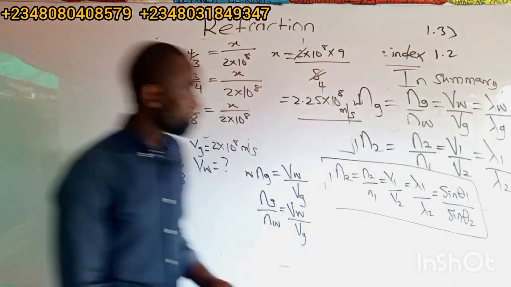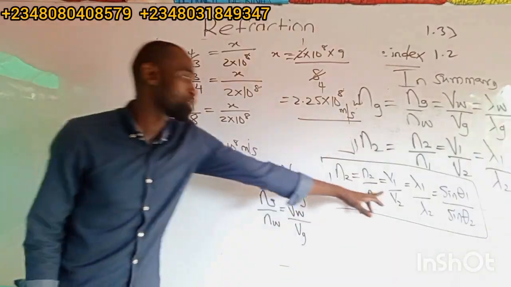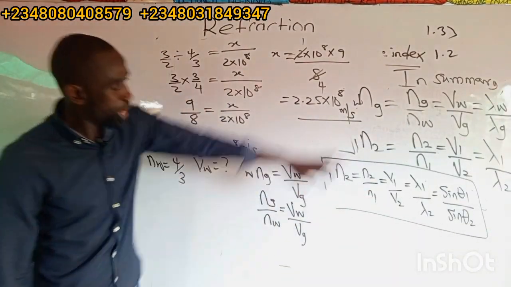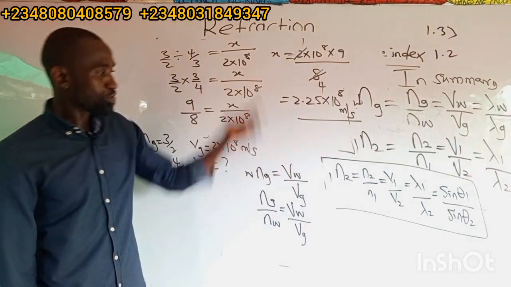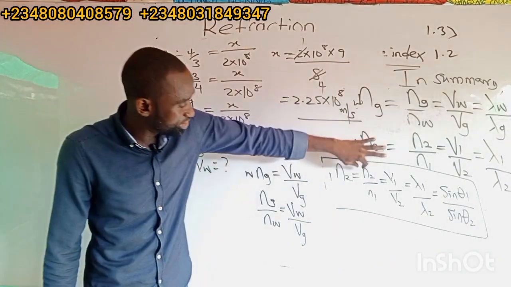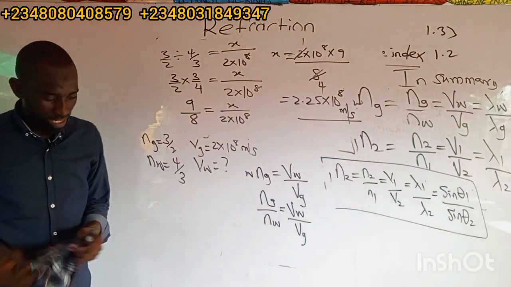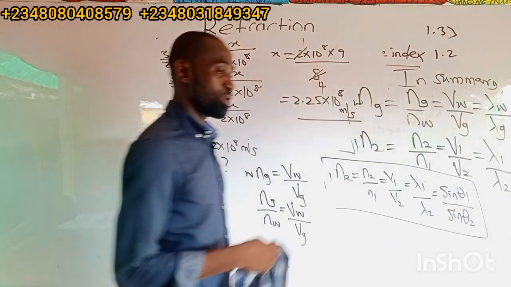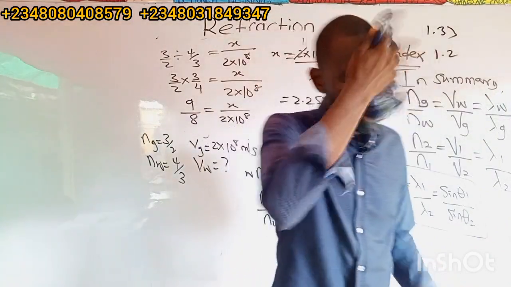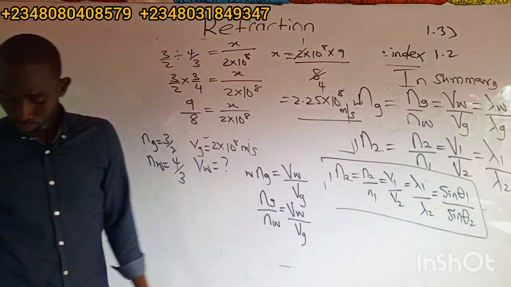This question involves refractive indices and speed. That was why I used this formula. The first one was refractive index only. Okay, and the second question is the refractive index. Now look at this question, class. So we solve more questions. The more questions we solve, the more we see how to use the formula that I have here.